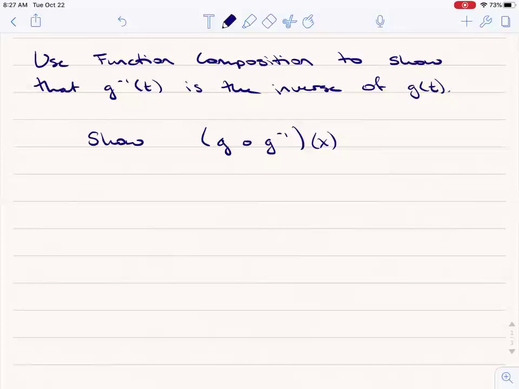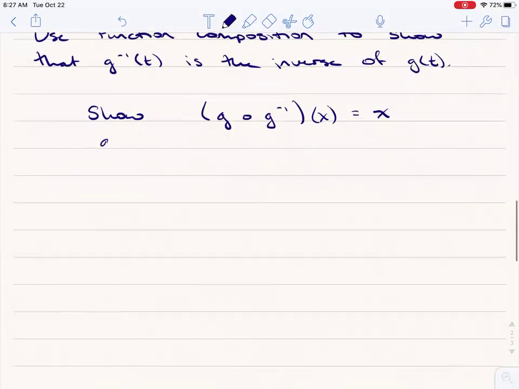X? I didn't hear any yays or nays. So we have to show that G composed with the inverse of G equals X. Right, so in the end, we're going to end up at X, and that the inverse composed with G, the original function, is also X.